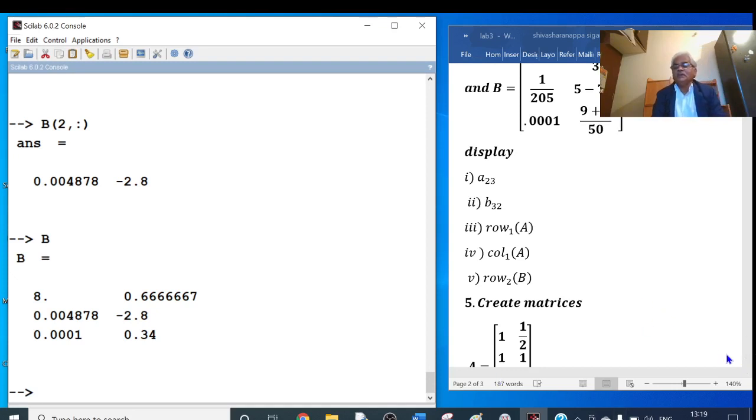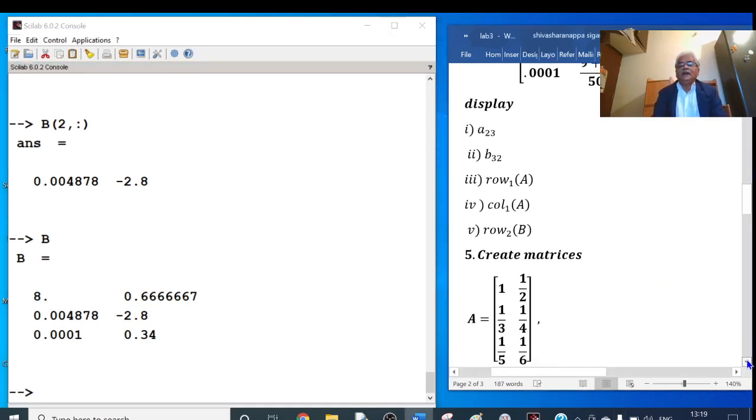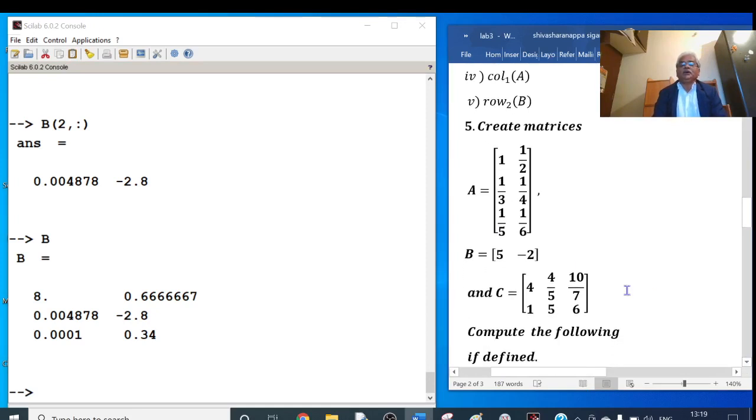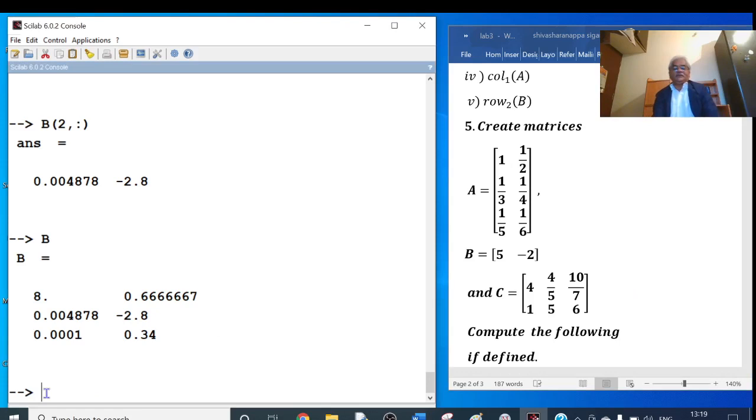Okay, next one is the fifth one. Create matrices A, B, C and compute something. Let me create these matrices. Matrix A equal to, open square bracket, first row 1/2, 1/3, give a semicolon. Second row 1/3, 1/4. Second row over, give a semicolon. Third row 1/5, 1/6. Close the bracket.